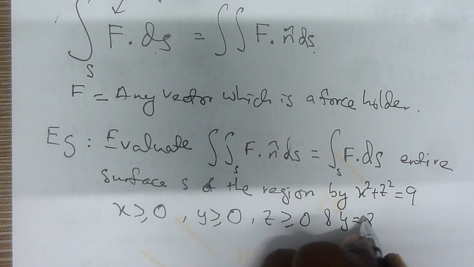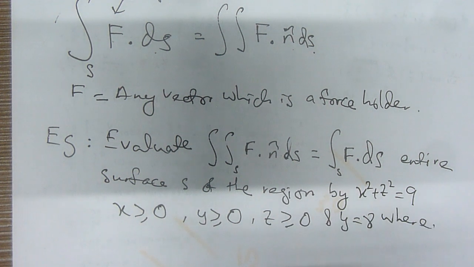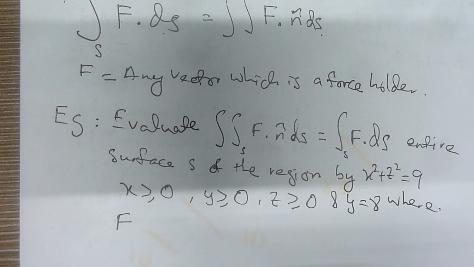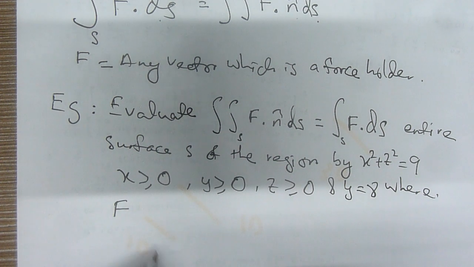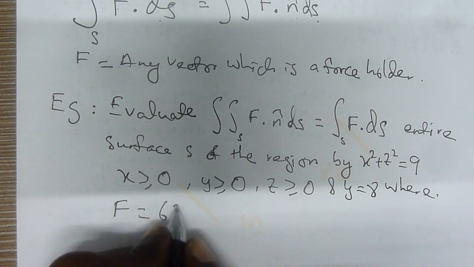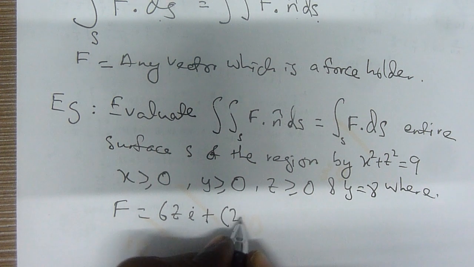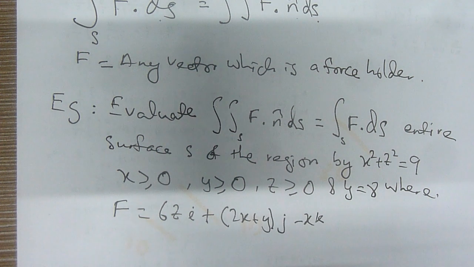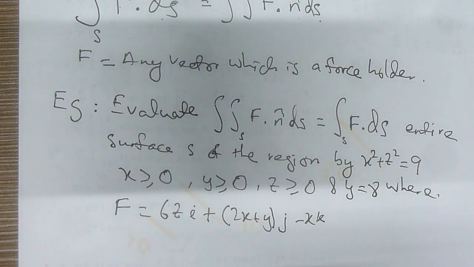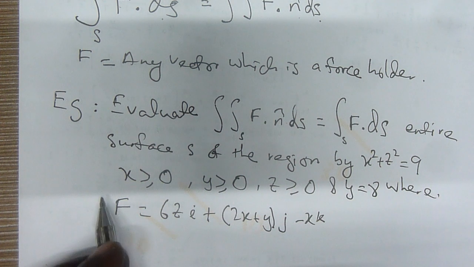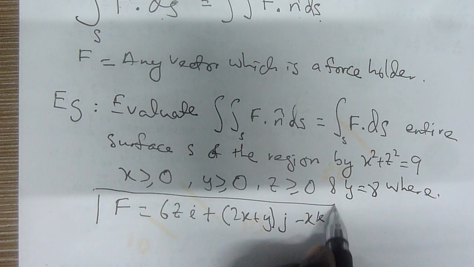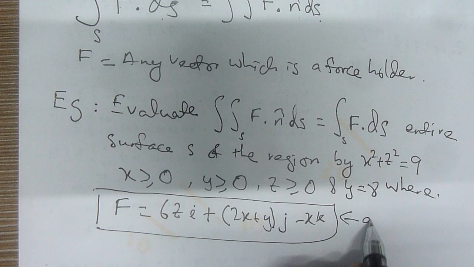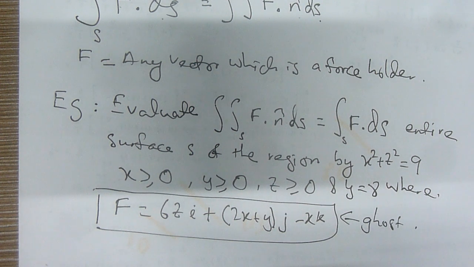and y equals 8, where, now you see the Gauss as well. The Gauss F is equal to 6 z i + (2x + y) j + x k. Remember, this is the Gauss. Now two things to clarify to you. This is the question, and as we know, this is the Gauss I introduced to you.